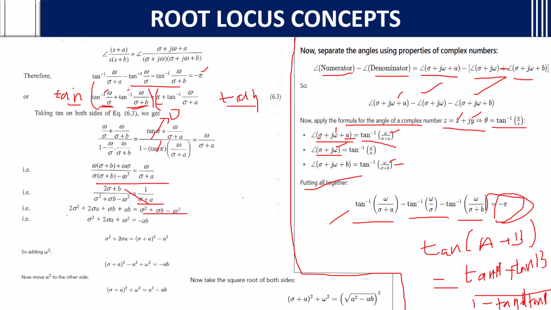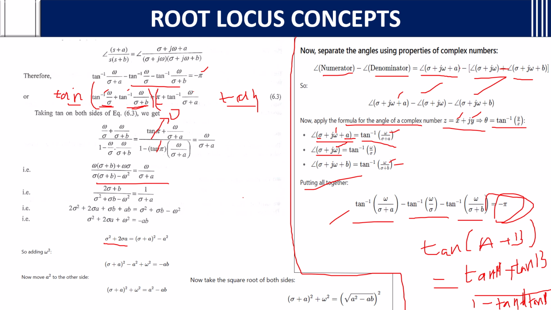Okay, when you see here, again you take this to the left side, what happens? See, 2 sigma square minus sigma square is sigma square. 2 sigma A, and minus this sigma B and this sigma B get cancelled. 2 sigma A, this minus omega square will be omega square. This AB, if you take to the right side, you will get minus AB. Okay, you will get an equation like this by changing left to right and right to left hand side. Then sigma square plus 2 sigma A is equals to what? Sigma plus A square minus A square.